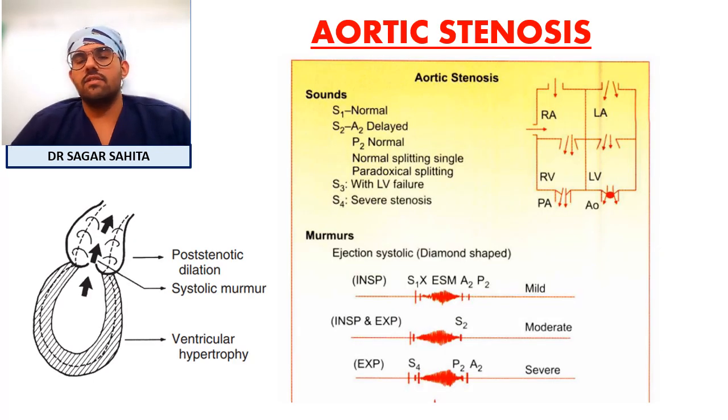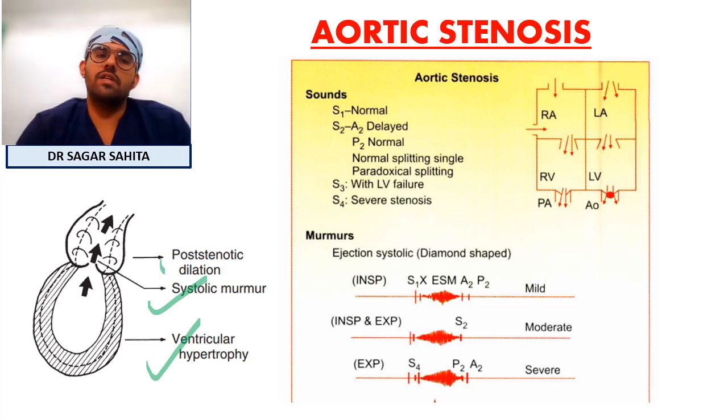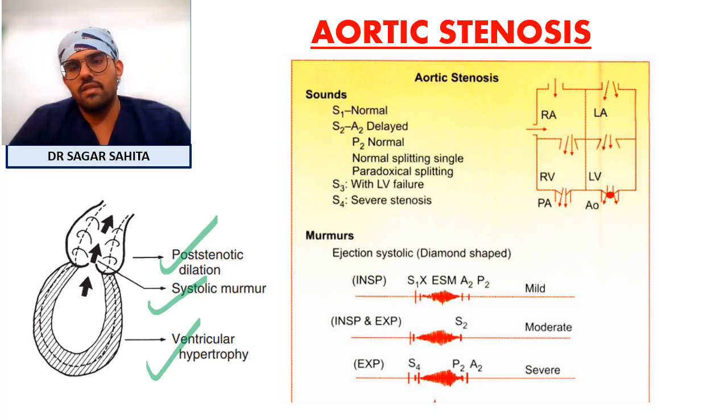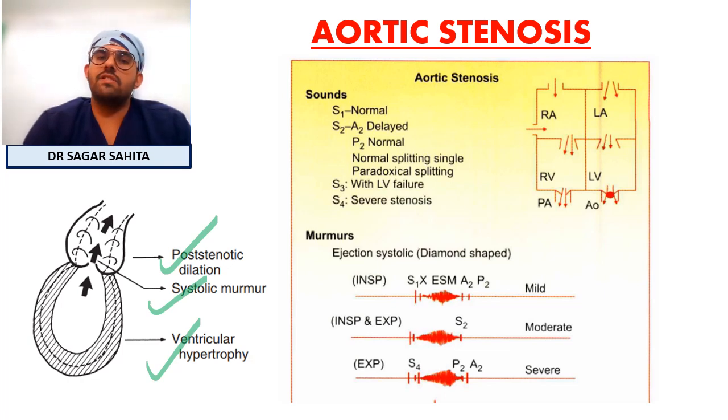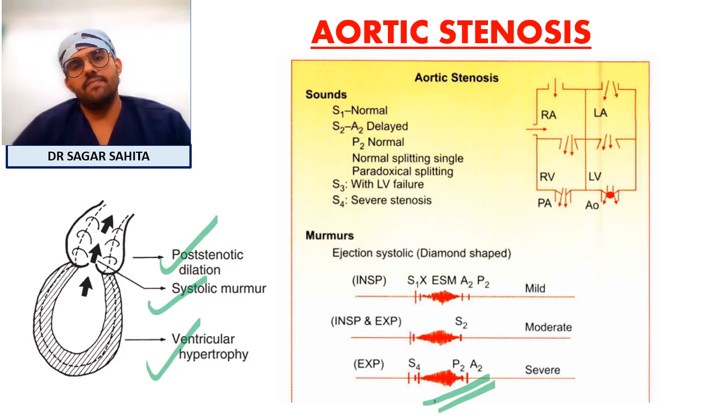In aortic stenosis, all the obstructive lesions have three characteristic features. One, you will hear a systolic murmur. Second, the chamber which is ejecting against this stenosis will develop ventricular hypertrophy. You will be able to see this on an ECG. And third, post-stenotic dilatation, which does not usually occur in subvalvular stenosis. This is a feature specific to valvular stenosis. And as the severity of stenosis increases, the intensity of the murmur also increases.